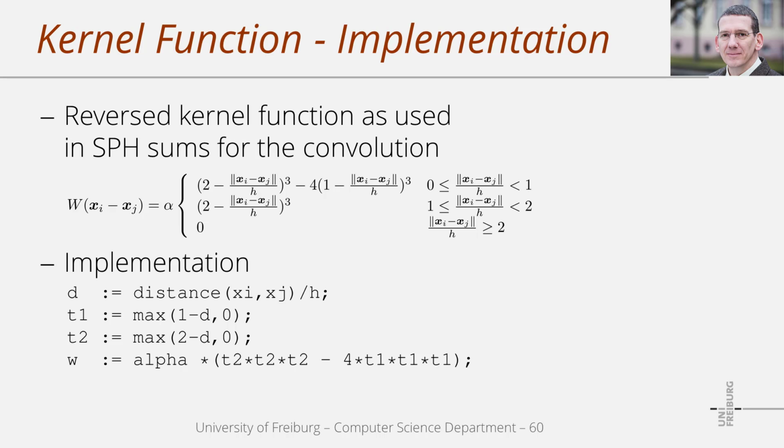But the derivatives of the kernel function are not symmetric, so it's generally relevant to know that SPH sums are convolutions that work with the reversed form of the kernel function. In terms of the actual implementation, one efficient variant is shown here on the slide.